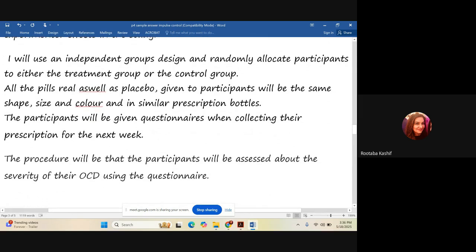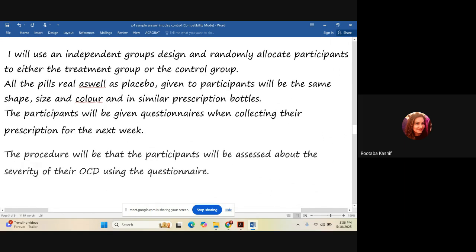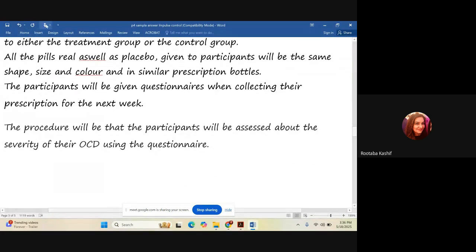Okay, I will use an independent groups design and randomly allocate participants to either the treatment group or the control group. Okay. All the pills, real as well as placebo, given to participants will be of the same shape, size, and color, and in similar prescription bottles. What is this? This is also a standardization, because if people find out the color of the pills or the bottles, they would know that we are in a different group. So to remove that issue, they have used this control also.